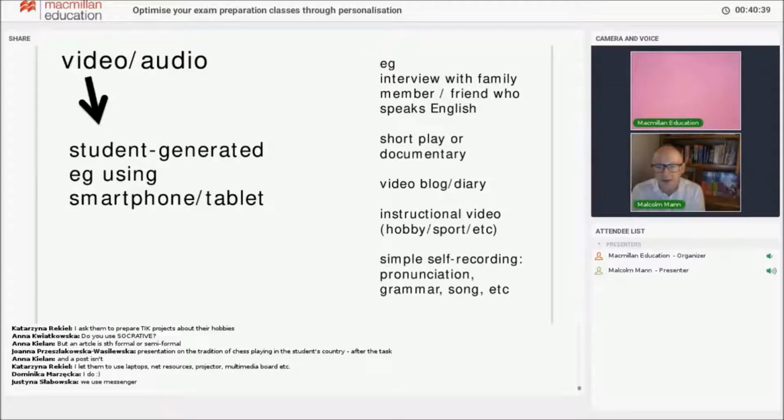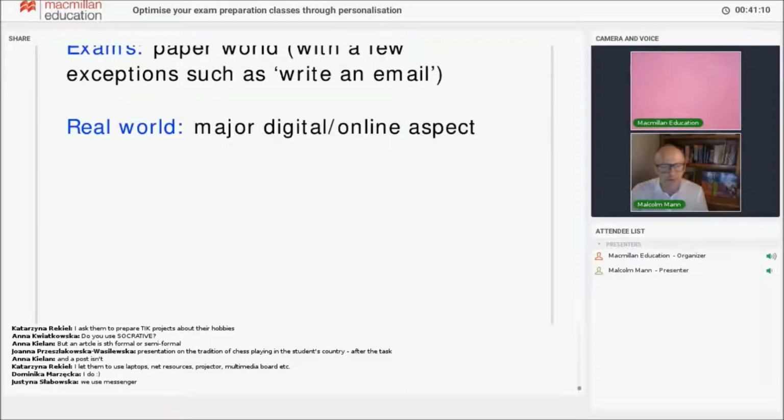It could be an interview with a family member who speaks English, or a friend. 2 or more students could put together a short play, or a documentary, or do a video blog or a diary, or make an instructional video, how to repair the tire on a bike, for example, giving instructions in English. Great use there of the imperative and other ways of explaining, giving instructions to someone how to do something, or even just a simple self-recording in terms of pronunciation or grammar or a song. Justina says you use Messenger. Excellent, exactly. Brilliant for those kind of things.